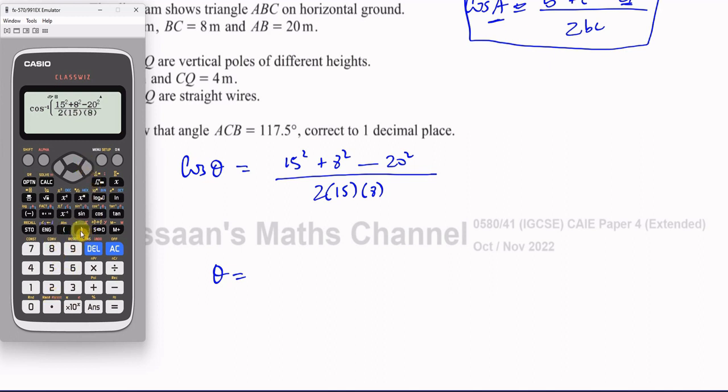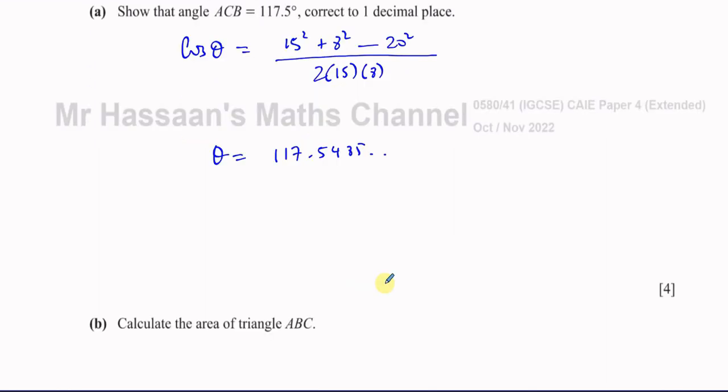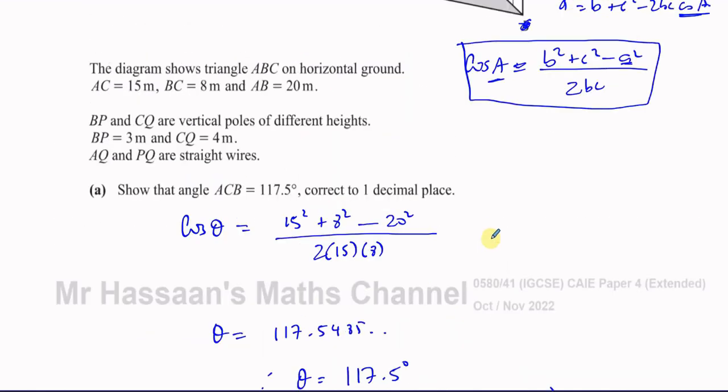Close that bracket. When I press equals in degree mode, it gives me the angle 117.5485. Now we're going to show that it's correct to one decimal place. You should always write it to more decimal places than you need. And in the end, you say, therefore, theta equals 117.5 degrees. So ACB is 117.5 degrees to one decimal place. And so there's the answer to part a.